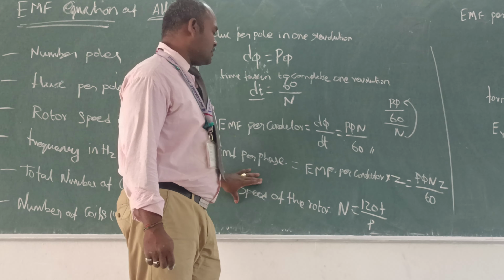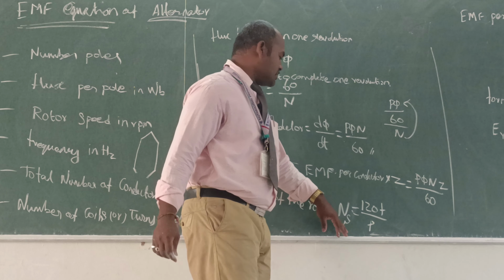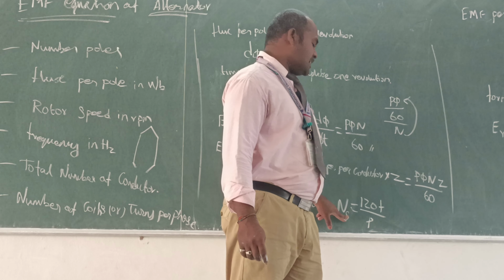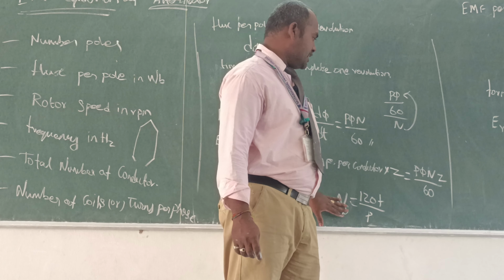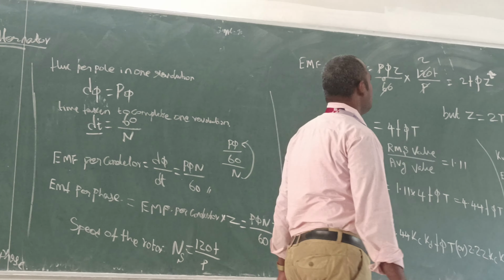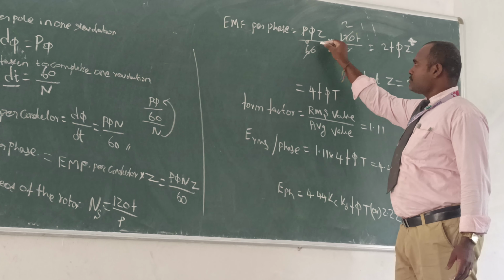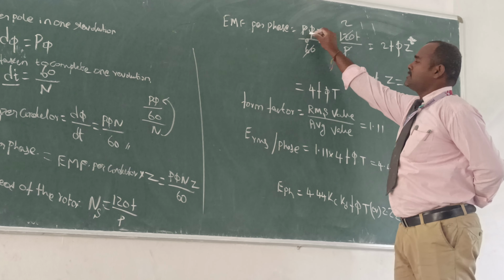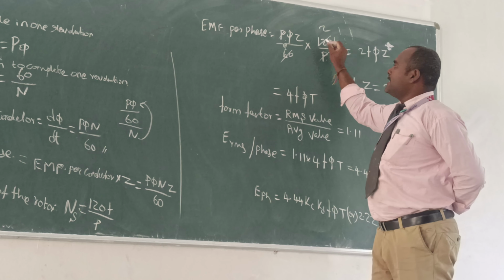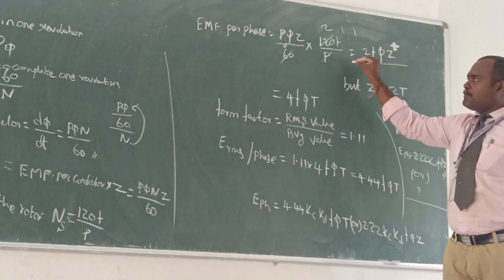But we all know the formula for the speed of the rotor, that is N; we can put Ns also, that is the synchronous speed. Ns should be equal to 120 F by P. So instead of N, the actual rotor speed, you can replace it with 120 F by P. Here P is on both sides, so the number of poles gets cancelled, and 120 and 60 you can eliminate, and finally you find 2 F pi into Z, that is the EMF per phase.